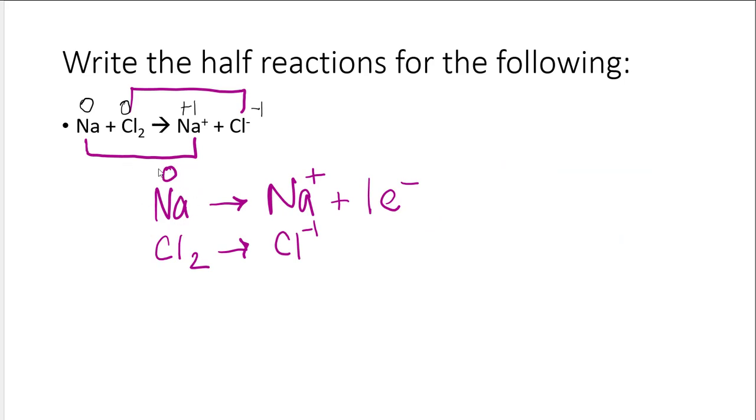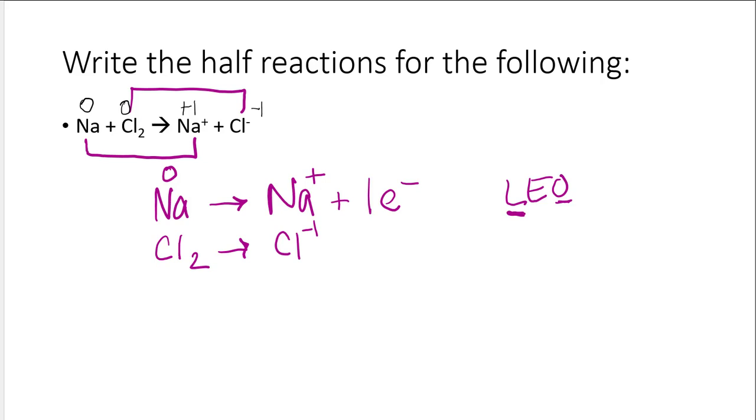So here I started at 0. I lost 1 electron to form Na+. So on my product side, I have 1 electron. So this is my oxidation half reaction. Remember, Leo the lion. Oxidation half reaction is losing an electron. Therefore, my electron is on my product side of this half reaction.